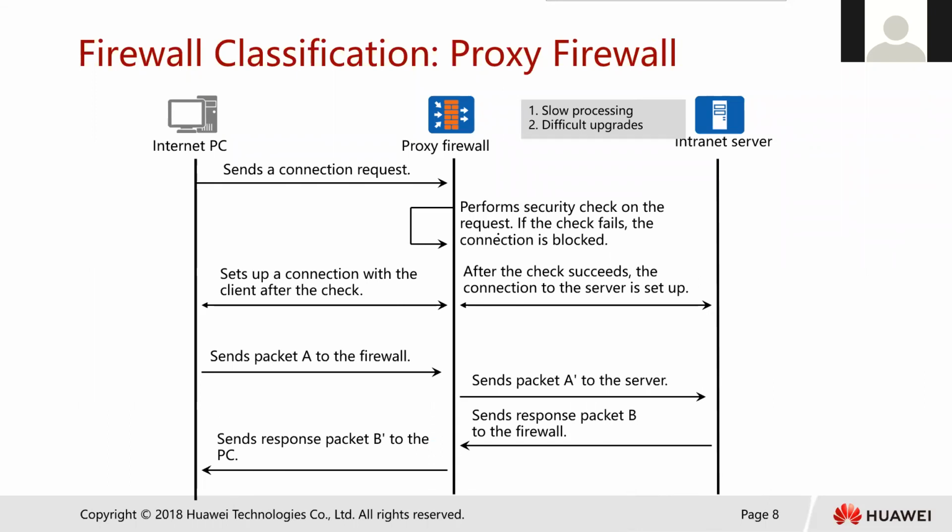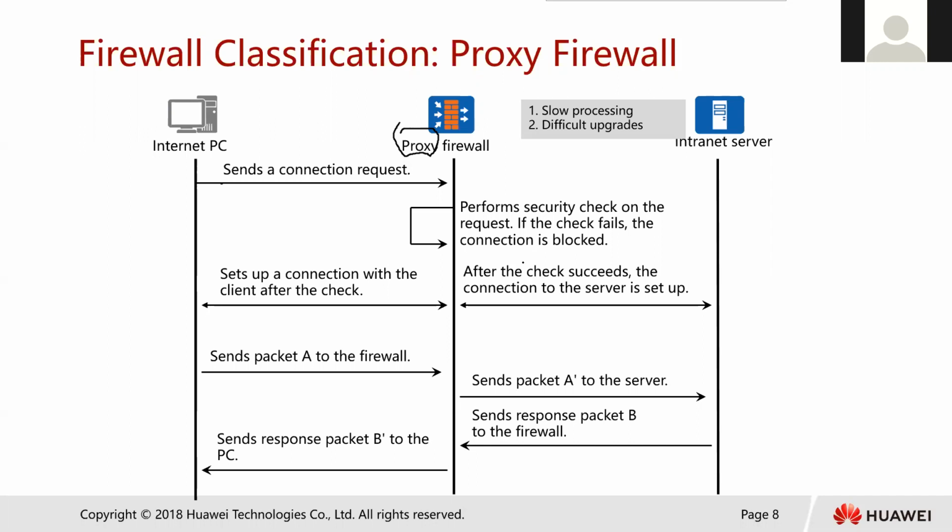Our proxy firewall: this is the whole process of how an internet PC accesses our intranet server. The advantage of this firewall is that it acts as a proxy. So if an internet PC wants to attack our intranet server, it is not so easy, because the internet PC first needs to get permission from the firewall. If the firewall sees that it is a legal PC, it will let it communicate with the intranet server.